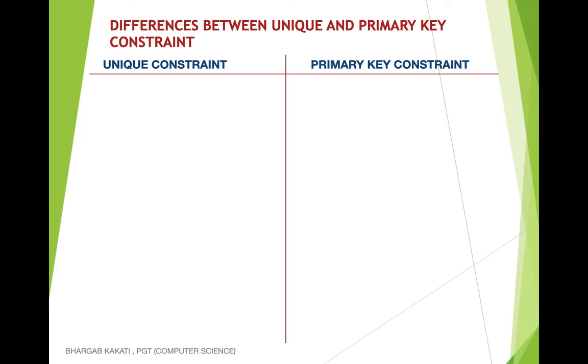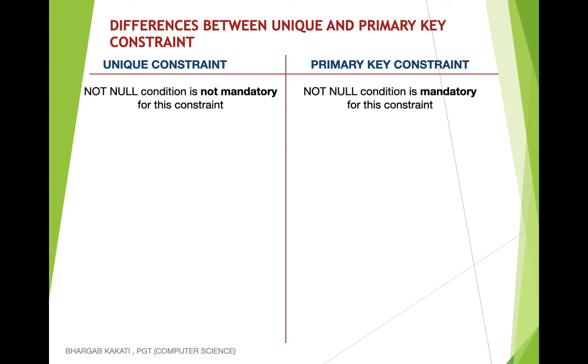I have already said it, but just for proper organization, I have given it here again in the form of notes. So the not null condition is not mandatory for the unique constraint, because if you specify a constraint as unique, then it may accept null values also. On the other hand, in case of primary key constraint, the not null condition is mandatory. Why? Because it's a necessary condition for primary key. If a column is primary key, then it cannot take duplicate values, and it also cannot take null values.